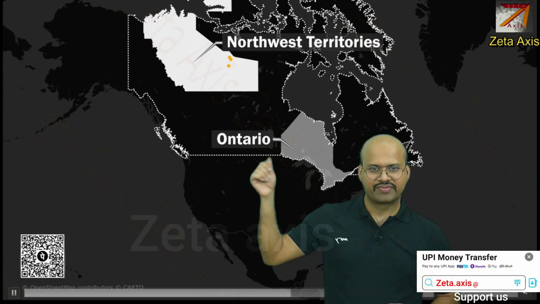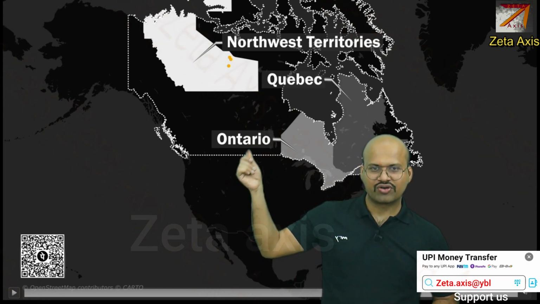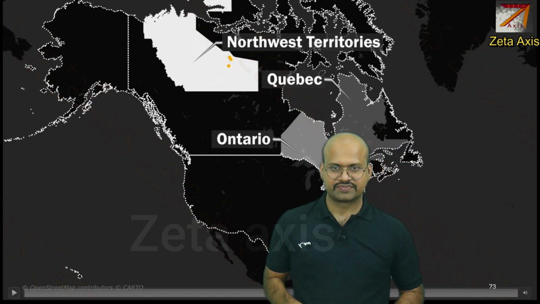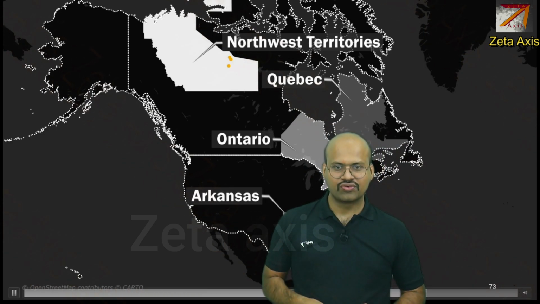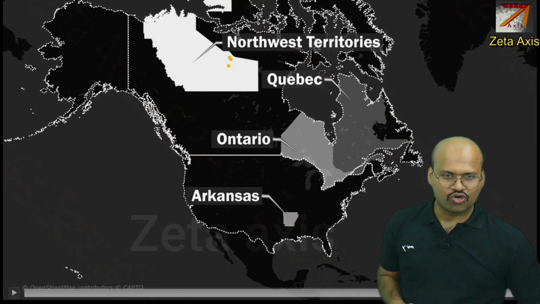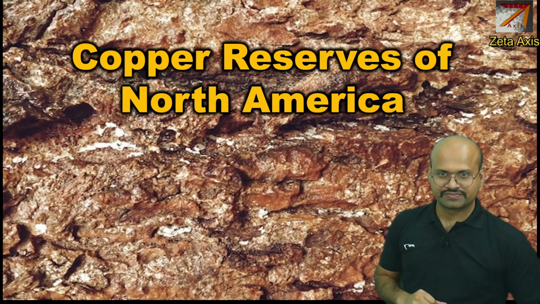Another smaller producer of diamonds is Ontario as well as Quebec. A very small amount of diamond is produced in these two regions. Now we move on to America, where Arkansas is also known for producing a very small quantity of diamonds.